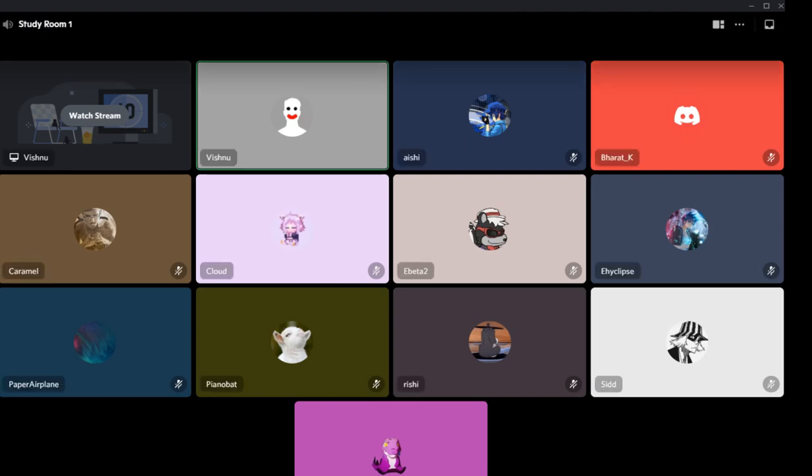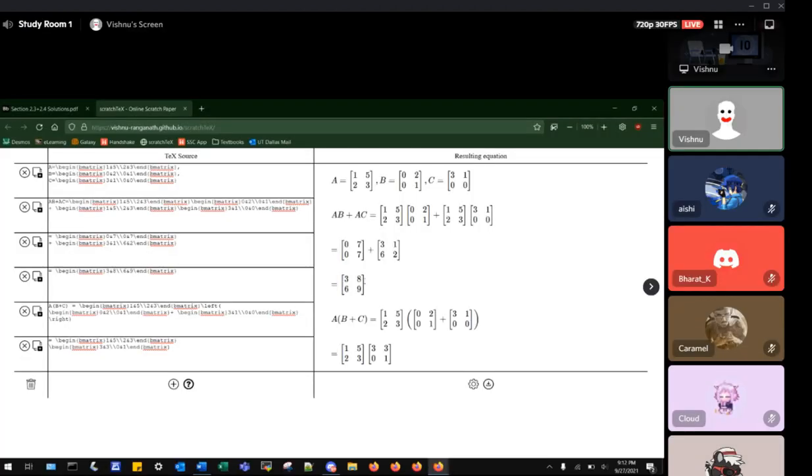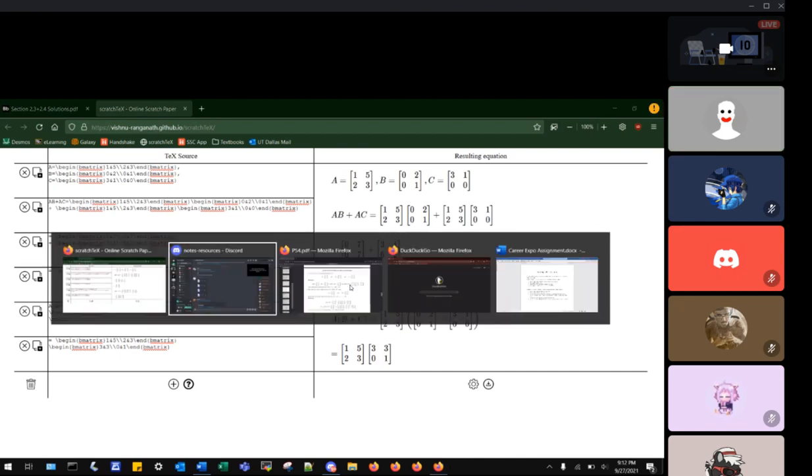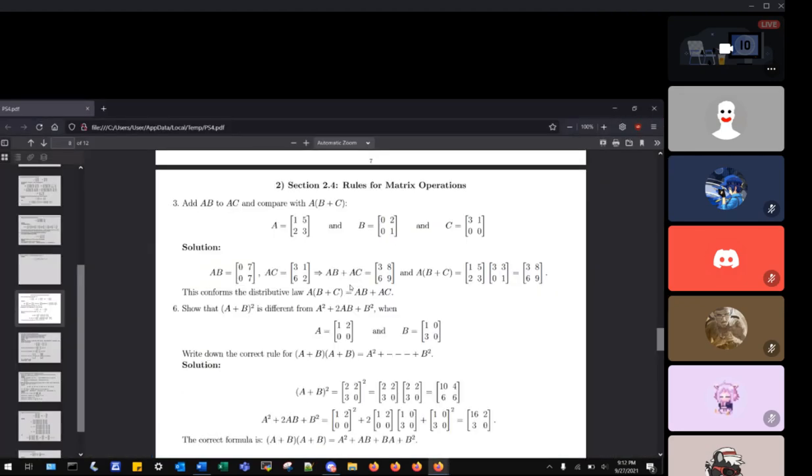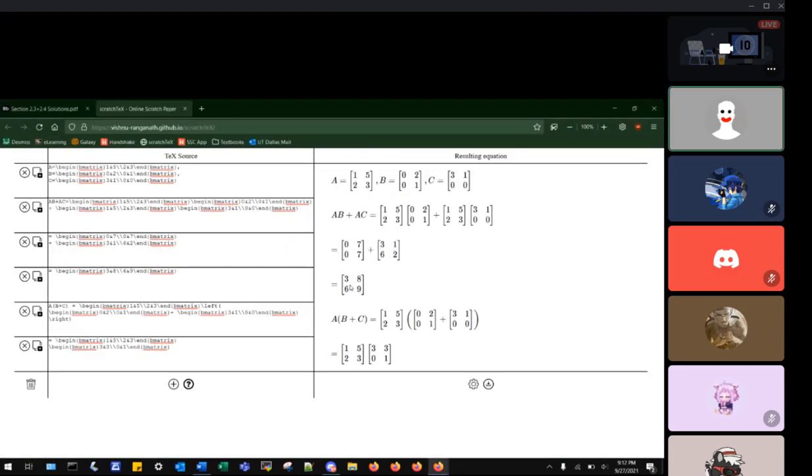Is this the right answer for the matrix? I wasn't able to complete the matrix multiplication because I had to go back and fix an error. But I think multiplying these two matrices should give you 3, 8, 6, 9. That's what I got. Yeah, this is an example of the distributive property of matrix addition and matrix multiplication.